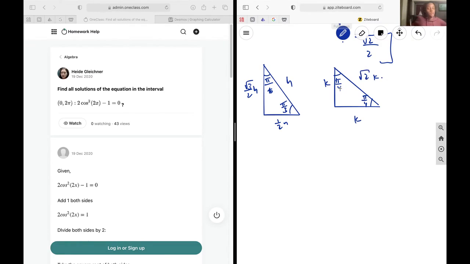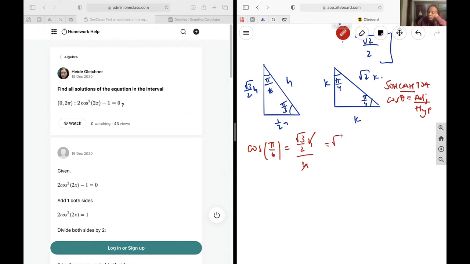So using SOHCAHTOA, let's go ahead and evaluate all of our cos angles to find out which one would give us root 2 over 2. So cos theta is adjacent over my hypotenuse. And so let's just begin with pi over 6. So cos pi over 6 is going to be my adjacent, so root 3 over 2h over my hypotenuse, so h. This is just root 3 over 2.